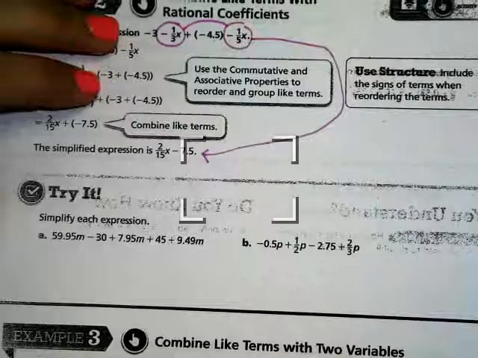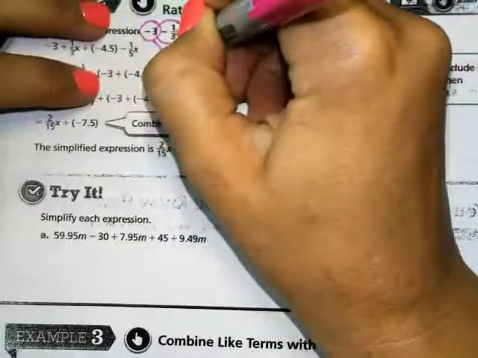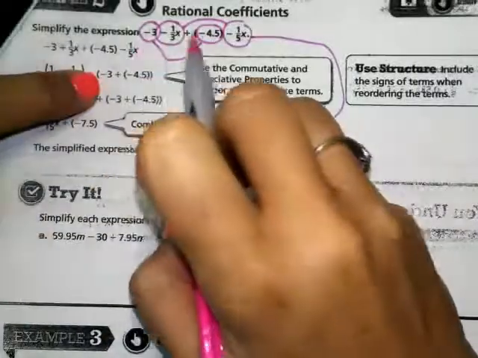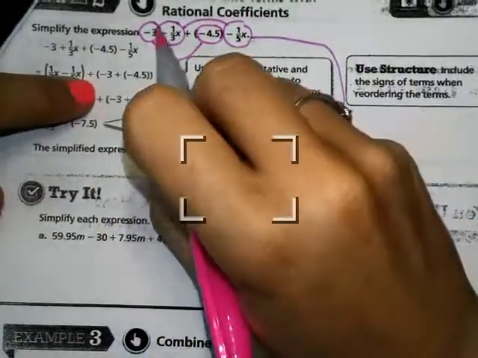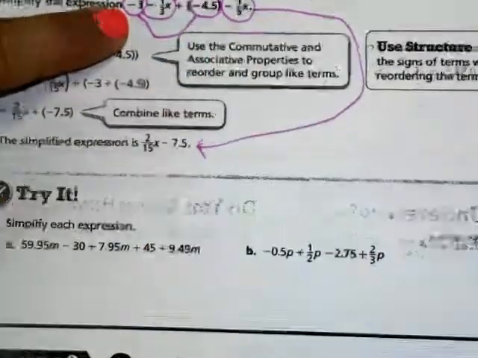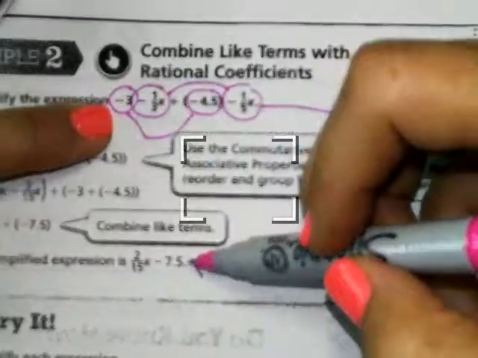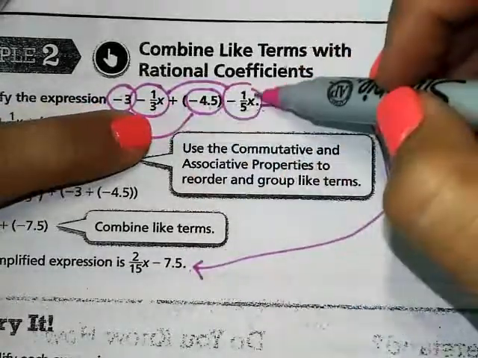Okay, you have these two are like terms, and then you have -3 and -4.5 as like terms. Same sign. Add them and keep their sign. 3 plus 4 is 7.5. Give you -7.5. Now, common denominators here.